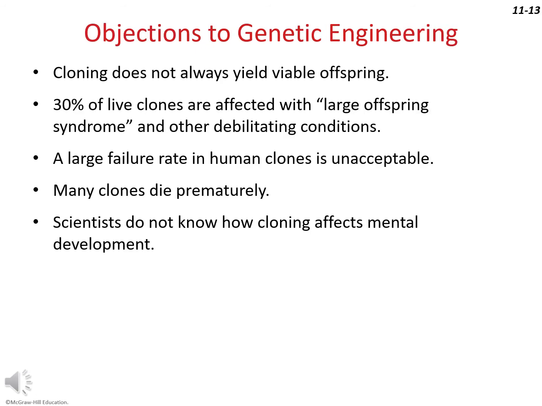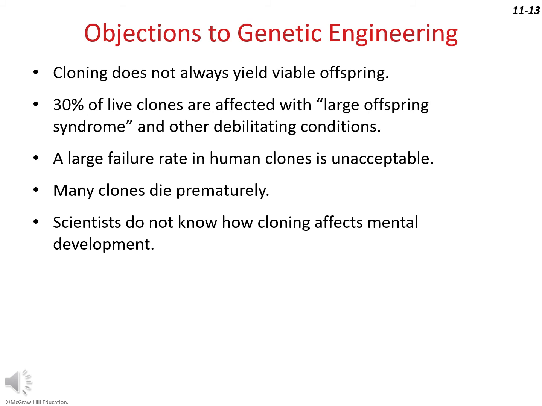There are some objections to genetic engineering because cloning doesn't always yield viable offspring, so that just means that the offspring or the children of whatever is being cloned might not live as long or might not survive. 30% of clones are affected with large offspring syndrome and other conditions that can be debilitating, and that is where they'll have organs that are too big for the body of the clone, or, on the other hand, organs that are too small. They also could be born without brain stems or their heart not working properly.